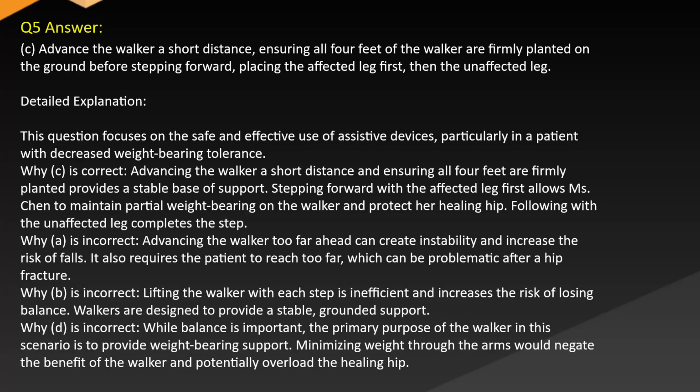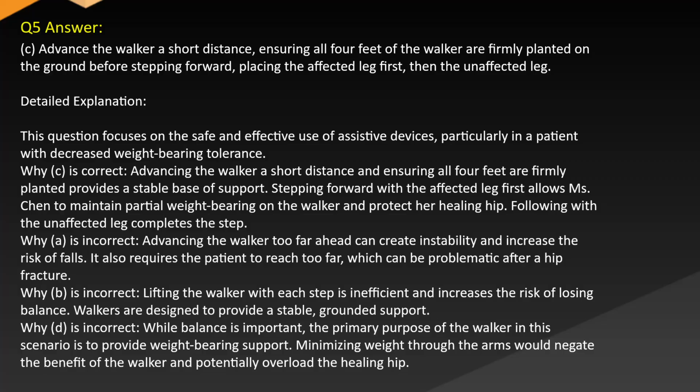Answer. C. Advance the walker a short distance, ensuring all 4 feet of the walker are firmly planted on the ground before stepping forward, placing the affected leg first, then the unaffected leg. Detailed explanation. This question focuses on the safe and effective use of assistive devices, particularly in a patient with decreased weight-bearing tolerance. Why C is correct. Advancing the walker a short distance and ensuring all 4 feet are firmly planted provides a stable base of support. Stepping forward with the affected leg first allows Ms. Chen to maintain partial weight bearing on the walker and protect her healing hip. Following with the unaffected leg completes the step.